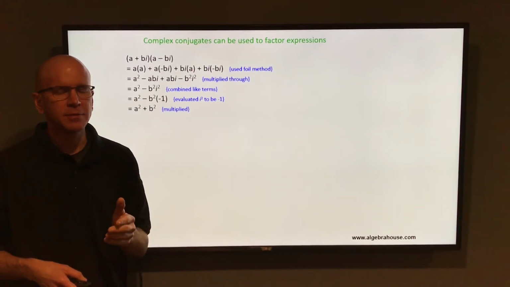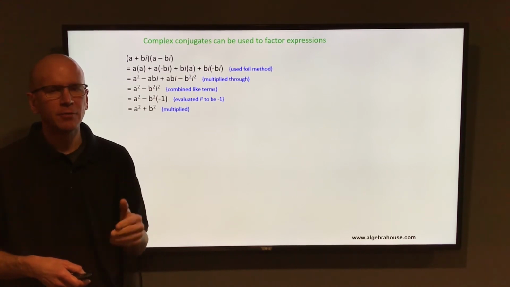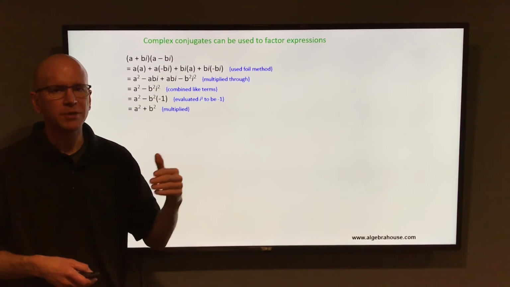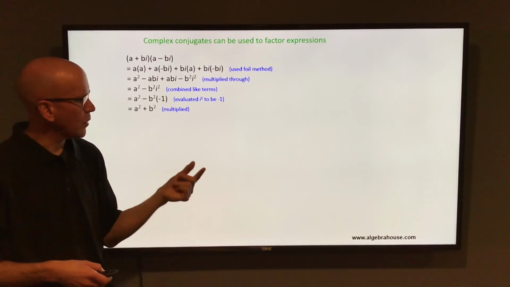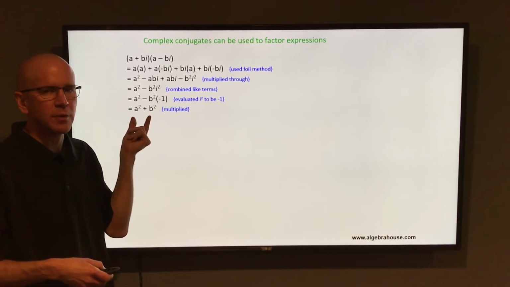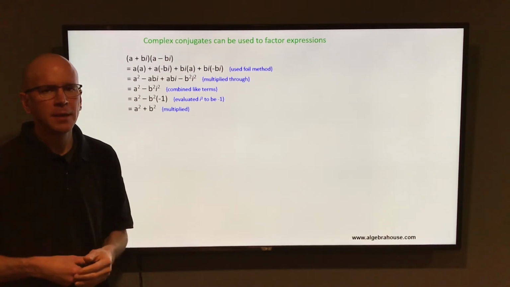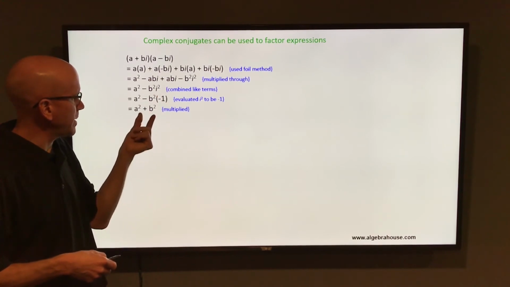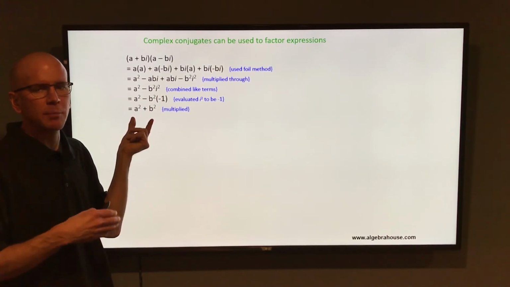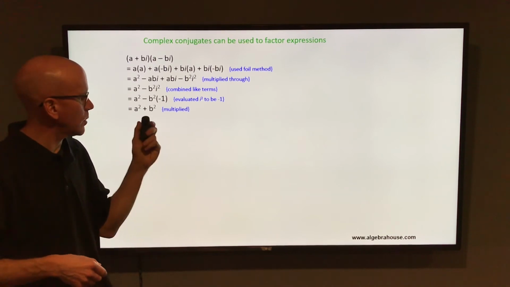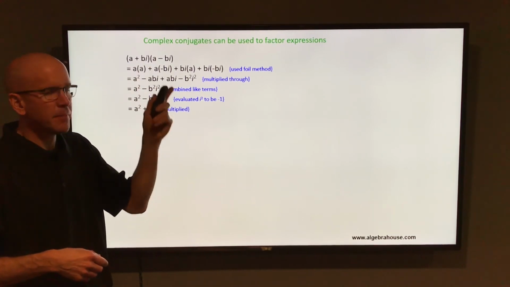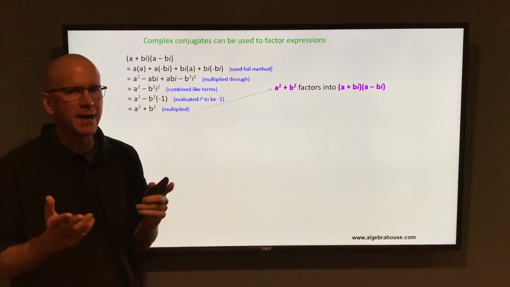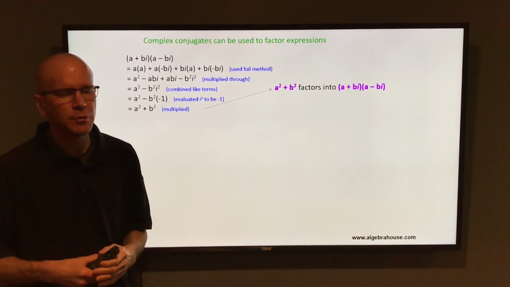Now think about this. We've talked about factoring a difference of two squares. A squared minus b squared. That factors into a plus b times a minus b. Well, here we have a sum of two squares. We never talked about factoring that. A sum of two squares will factor because we just multiplied to get this. So this a squared plus b squared, that is a sum of two squares, and that factors into a plus bi times a minus bi. So a little known fact there is how to factor a sum of two squares.